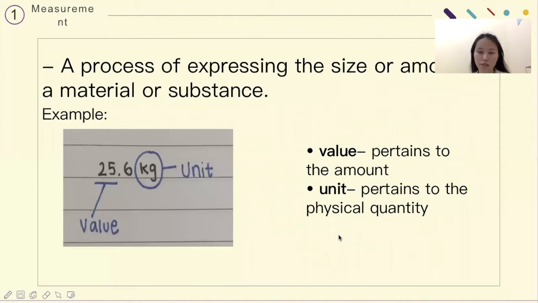So what is measurement? Measurement is a process of expressing the size or amount of a material or substance. For example, 25.6 kilogram. 25.6 is the value and kilogram is the unit. So the value pertains to the amount and the unit pertains to the physical quantity.